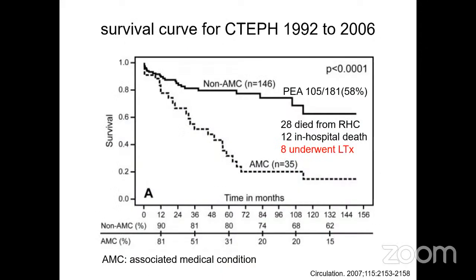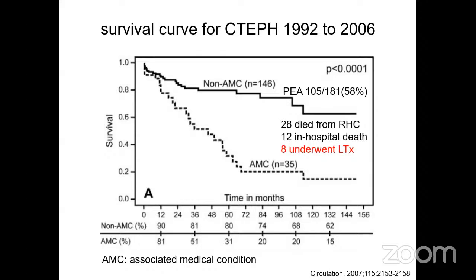As you know, CTEPH was a disease with a poor prognosis until the early 2000s. Pulmonary endarterectomy has been performed for central type of CTEPH since the 1990s. On the other hand, lung transplantation was required for patients who were not eligible for PEA.